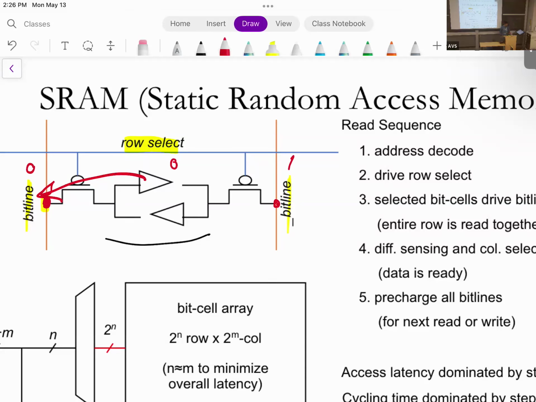So when we're doing this, there is usually a sense amplifier here that doesn't really read this value, but measures the difference between these two lines. And this is how we're going to read this particular line.